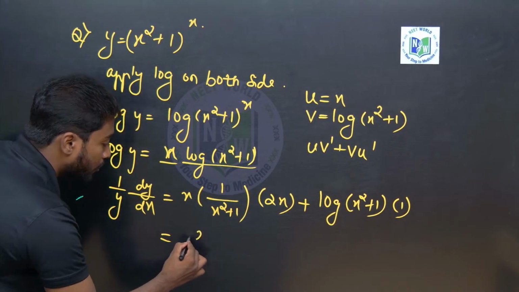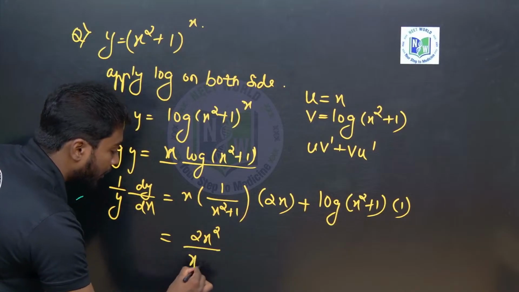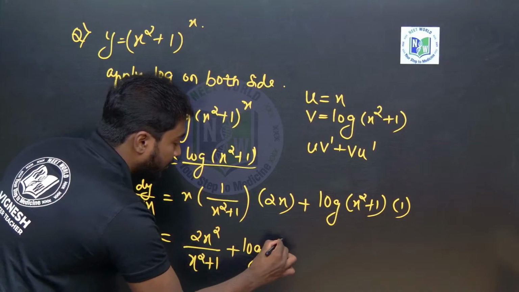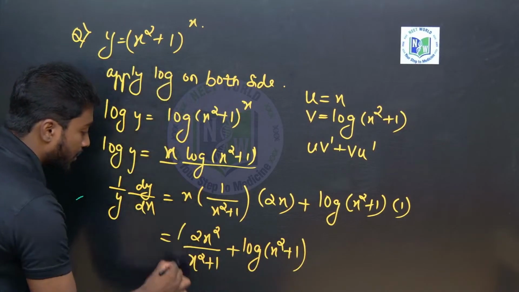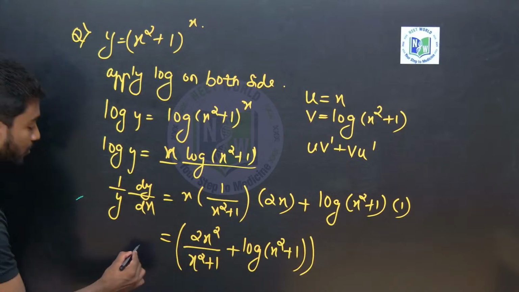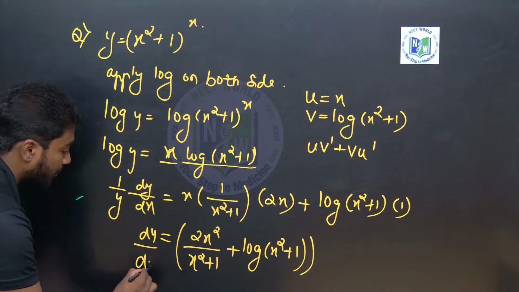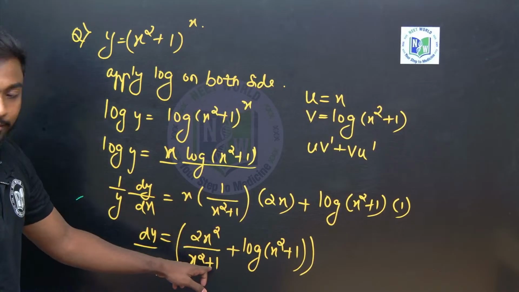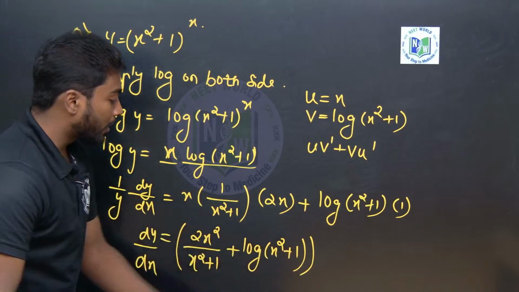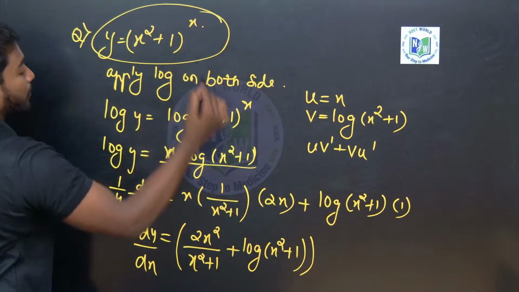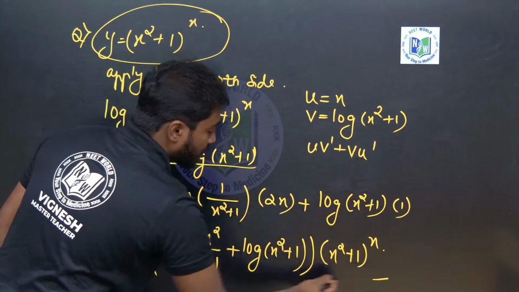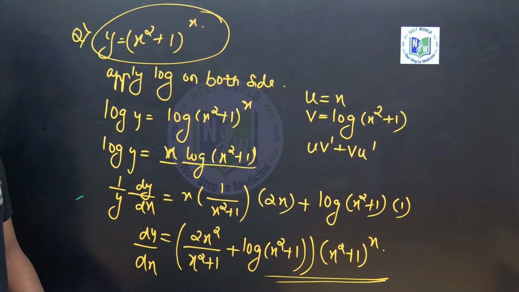So this one will be 2x square by (x square plus 1) plus log (x square plus 1). This y is there, so if I take this y to this side, it will be dy by dx = [2x square by (x square plus 1) plus log of (x square plus 1)] into the value of y, (x square plus 1) power x. So this is the differentiation for the given question.